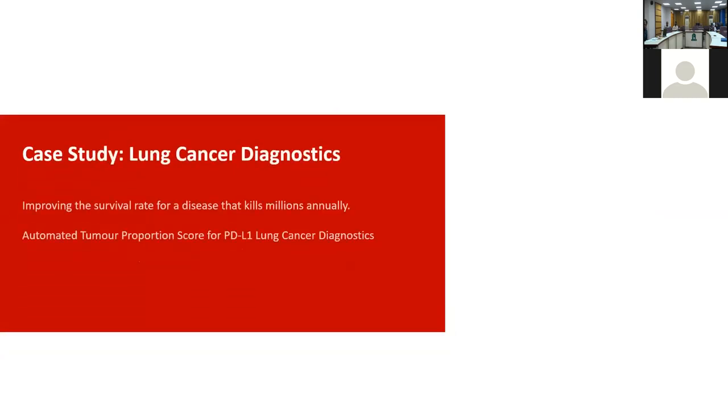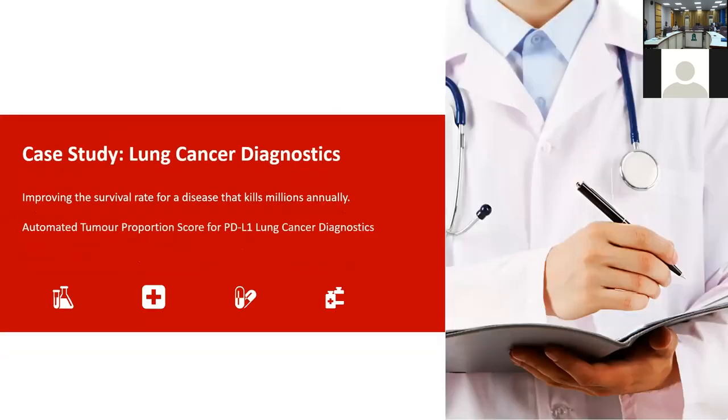So that brings me to my case study. Dr. Rekupu was talking about lung cancer just a bit. Dr. Ann was talking about that a little while ago. So I'm going to first establish the importance of doing this, right? It's a disease that still kills millions annually. And what I'll be doing is automated tumor proportion score for PD-L1 cancer diagnostics. And you should shortly know what that means.